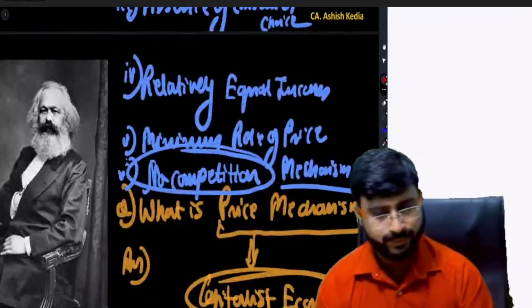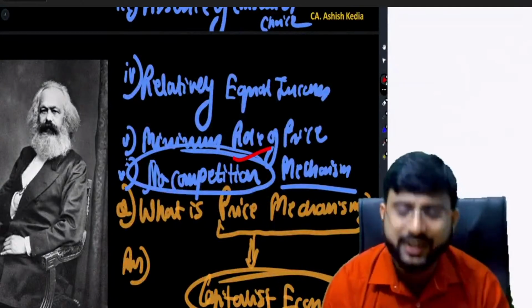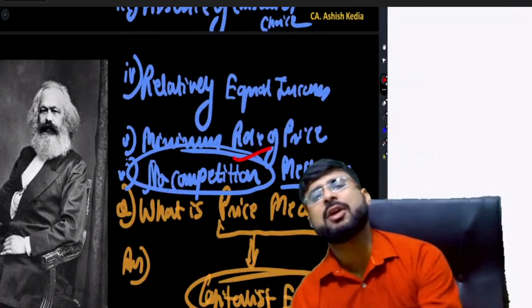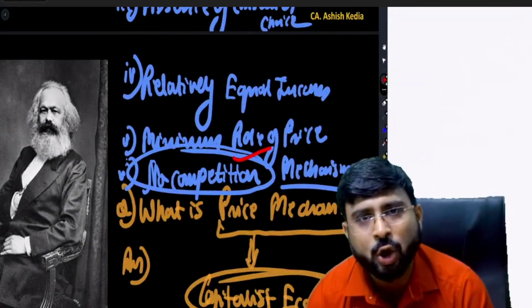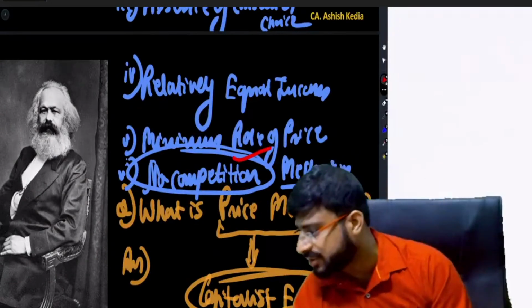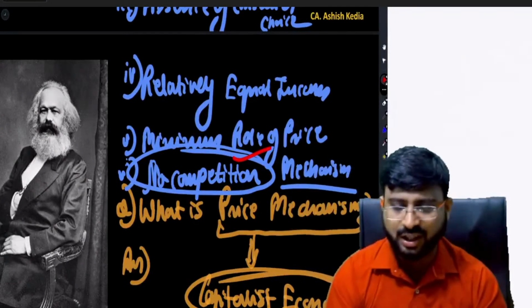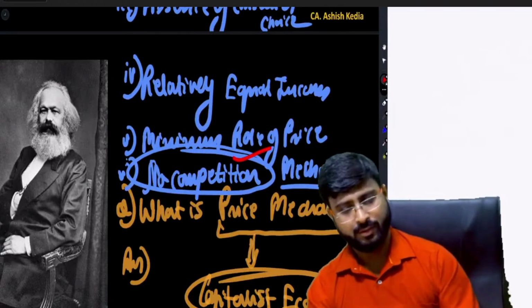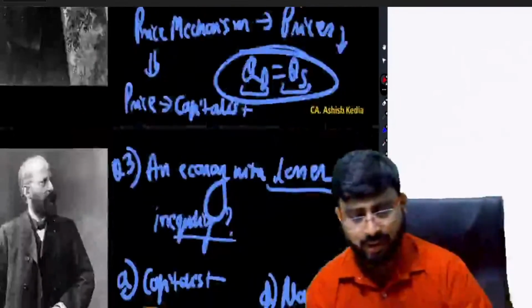There is no competition. Obviously, why? Because government will not allow private businesses. Only government is owning and controlling all the business. Hence, this is a socialist economy. Right, sir? Right, sir.